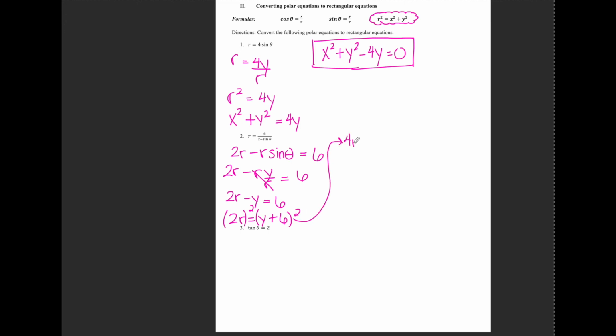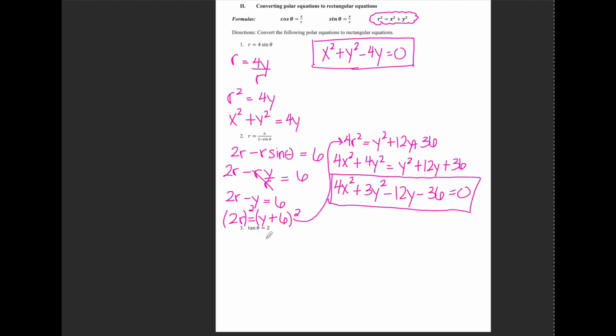When I do that, I end up with 4r squared is equal to y squared plus 12y plus 36. Now this r squared can become x squared plus y squared. So I have 4x squared plus 4y squared is equal to y squared plus 12y plus 36. I'm going to get this thing equal to 0. So I'm going to leave the 4x squared. I subtract a y squared. I have 3y squared minus 12y minus 36 equals 0.